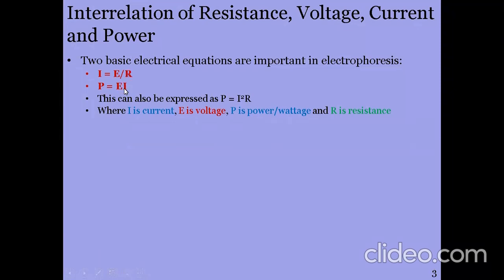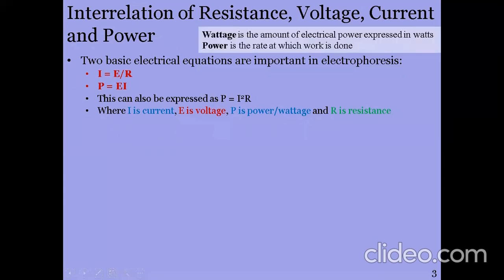And I is actually the current. So P is common, and E is common in both. So E will be equal to I divided by R. So if we express that in terms of P, what is the power? P will be equal to I square into R. So P can be written in this way as well, derived from these two equations.